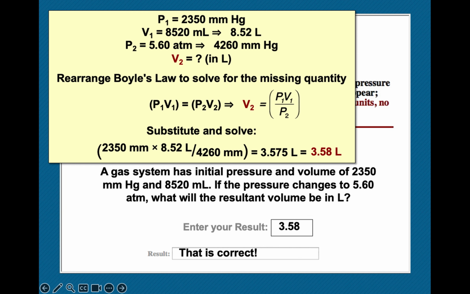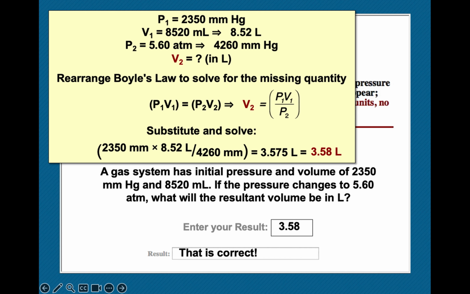Boyle's law is simple. Math is simple. The concept is simple. Multiply by 760 to go from atmospheres to millimeters. Divide to go the other way. All right, that's the end of Boyle's law.